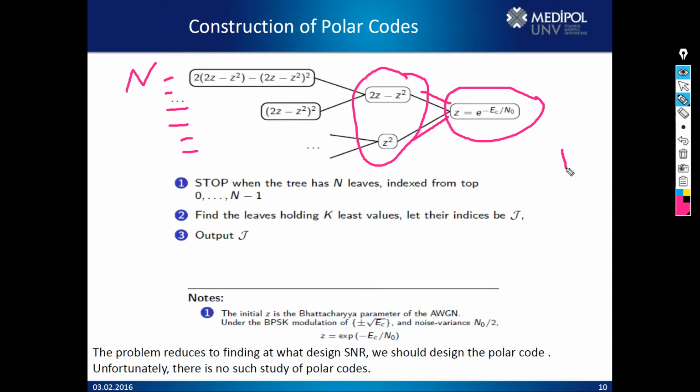The problem here reduces to finding at what design SNR we should design the polar code. You tell me, okay, I can determine n, I can keep going backward until I reach the number of leaves, a tree has n leaves, indexed from 0 to n minus 1. I can find the lowest values, I can output J, I can determine I, but what's this signal to noise ratio here? Which signal to noise ratio should I use? From where should I start?